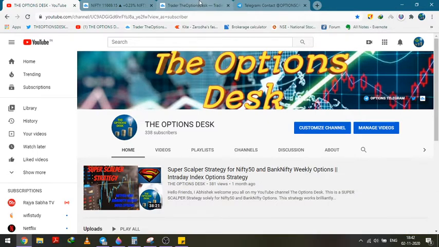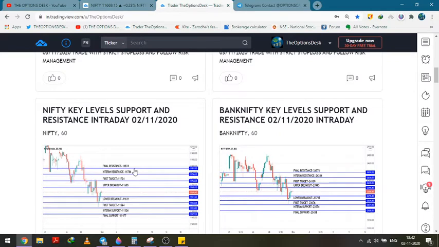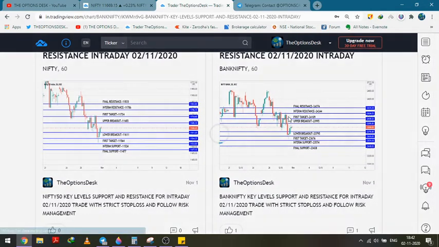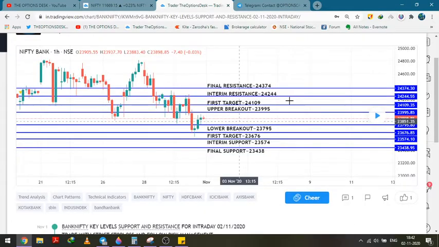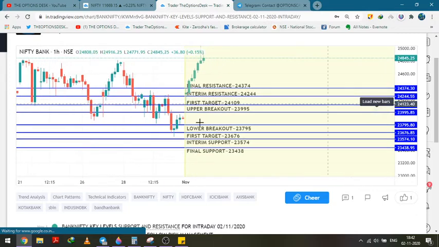Now let's first go to the TradingView and see how the levels worked. So first I'll upload the Bank Nifty. As you can see, the Bank Nifty today already opened gap up, so we'll see. The bars are not loaded yet. Now when I click this, let's see what happens. See, the bars get loaded here.